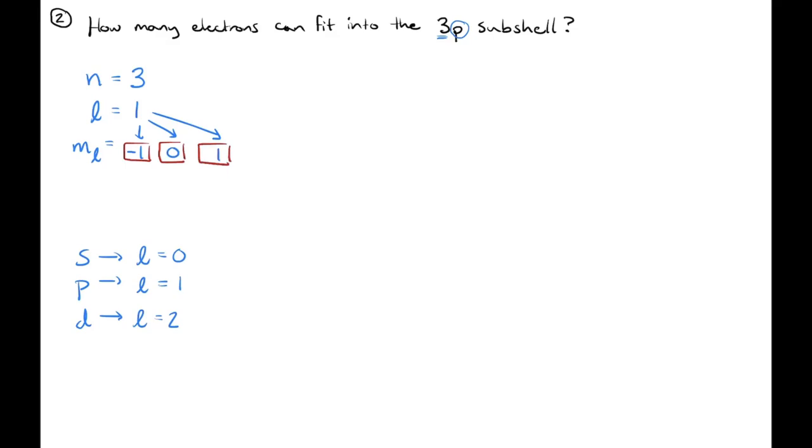And to finish our calculation, if we have 3 orbitals present in that subshell, each orbital can fit a total of 2 electrons, which means that we're going to have a total of 6 electrons that can fit inside that subshell. That would be our final answer here.